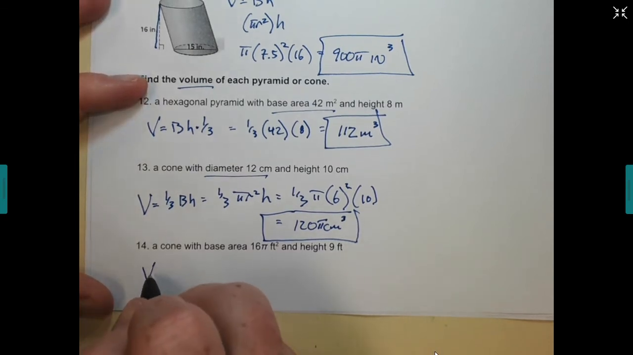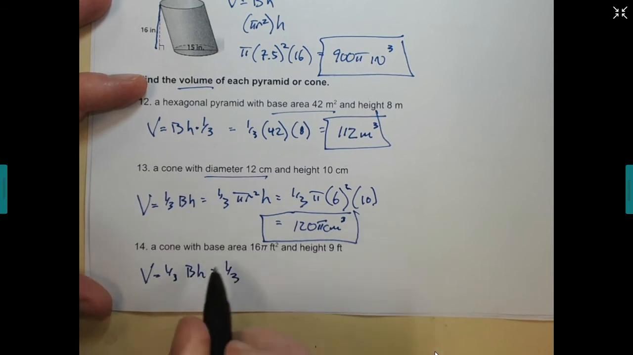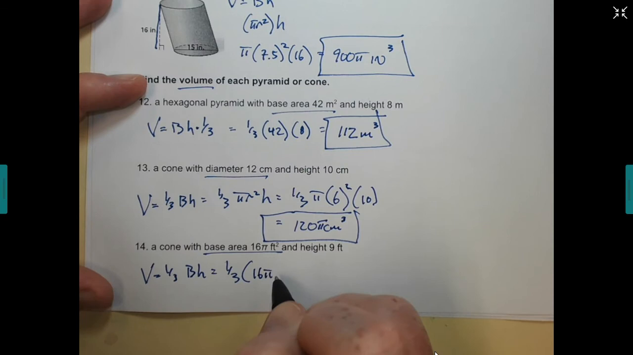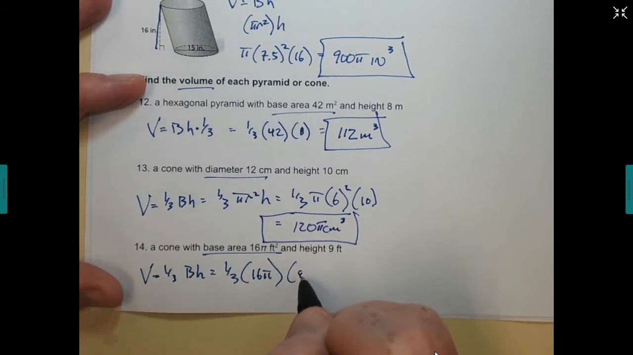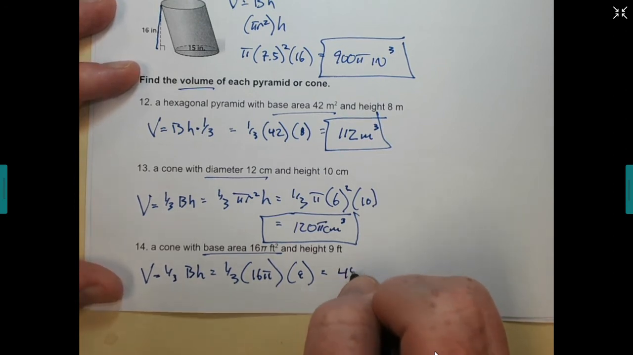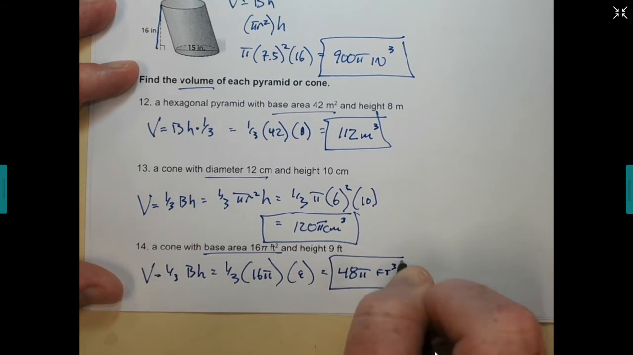Again, we're at a cone, 1/3, area of the base times the height. They've told me the area of the base is 16 pi feet squared, and the height is 9. 1/3 of 9 is 3. 3 times 16 is 48 pi cubic feet.